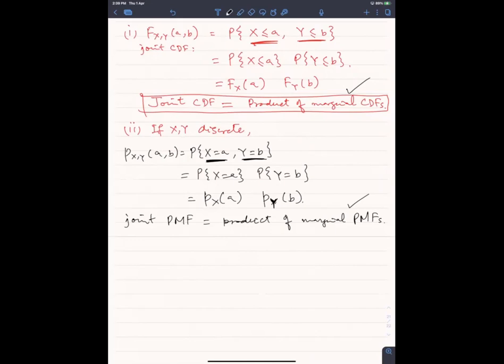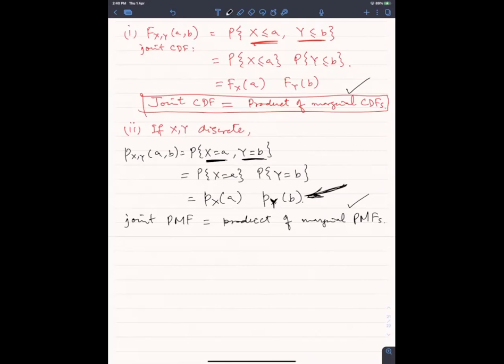Now, by the way, we can also show that if the joint PMF is the product of the marginal PMFs, then X and Y are independent. We can show this, but I will skip that proof, okay? It is given in the notes. It's a 2-line proof. Please take a look at that. It's given in the class notes which have already been uploaded.